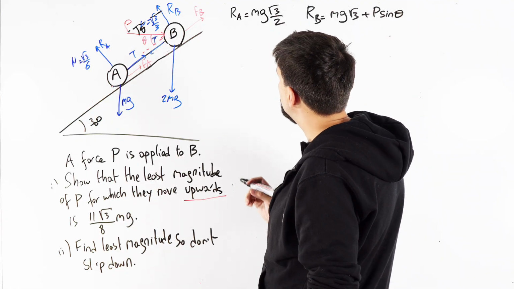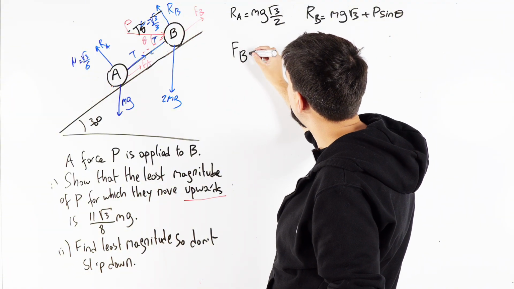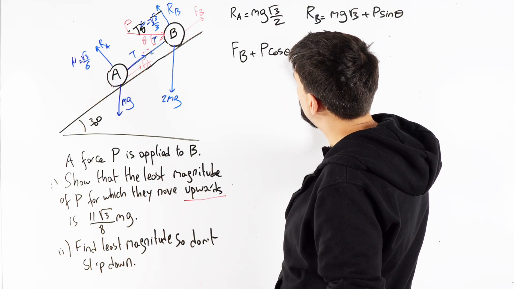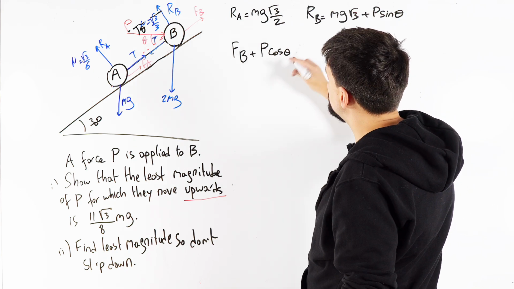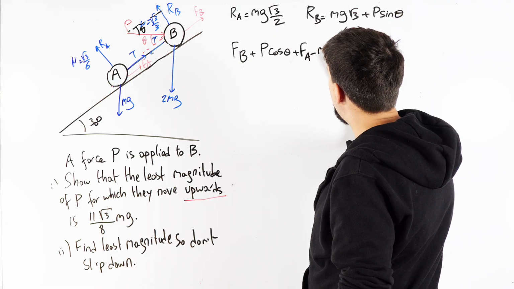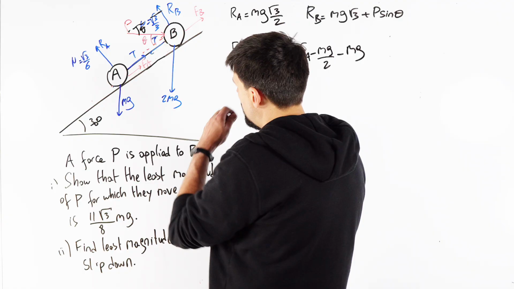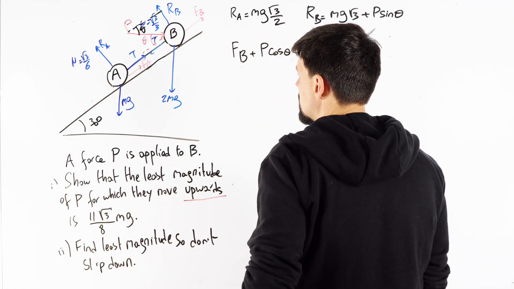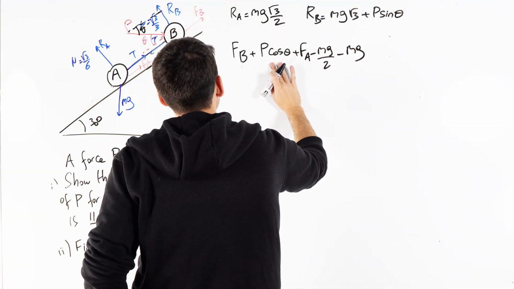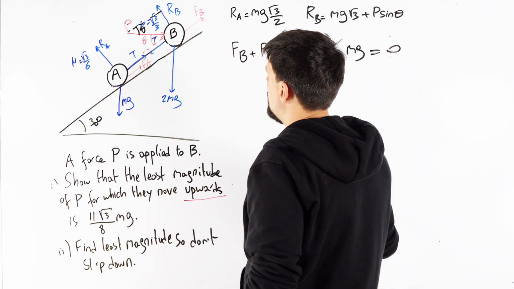And then let's just do the entire system in one go. What's pushing us up the slope? We've got FB. We've got P cos theta. Now what's pulling us back down? Oh, what's pushing us up the slope? We've got FA. And what's pulling us back down? We've got the mg sine 30. We've got the 2mg sine 30. And I think that's it. So these two are trying to pull me down. Those are all trying to keep me back up. And the T's just cancel out.